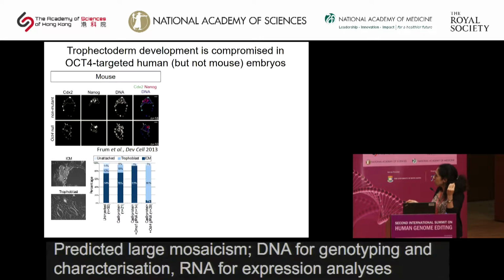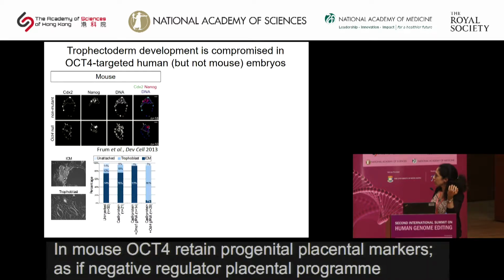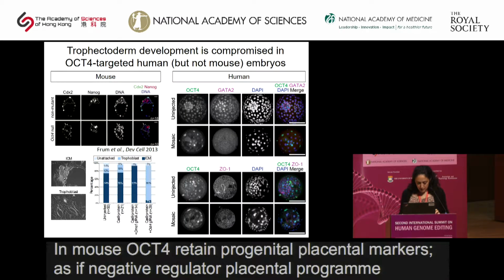And in fact, when we isolate these mouse OCT4 null embryos and plate them in conditions that ought to give rise to mouse embryonic stem cells, or these inner cell mass outgrowths, they predominantly give rise to placental outgrowths called the trophoblast. But in the human, we see kind of the diametrically opposite effect.